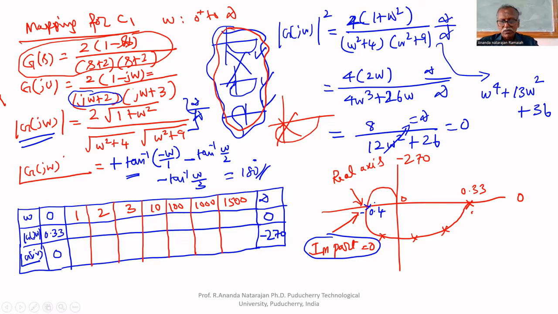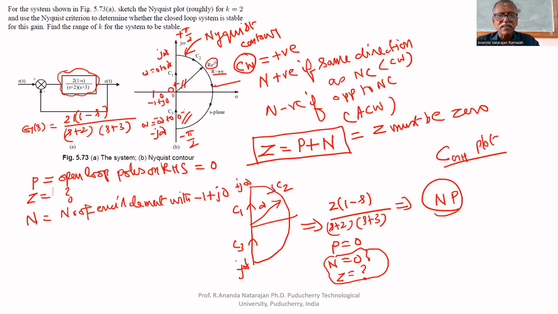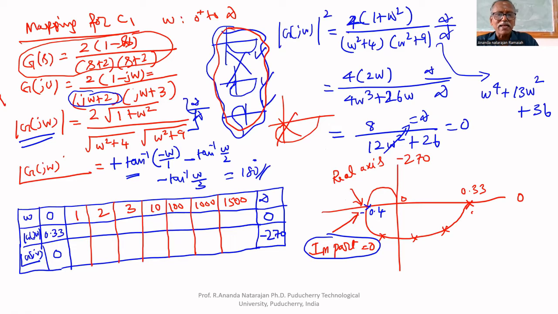Now we have to plot the second segment. What is the second segment? This is the second segment. That segment can be mathematically defined like this: omega equals R, limit R tends to infinity.